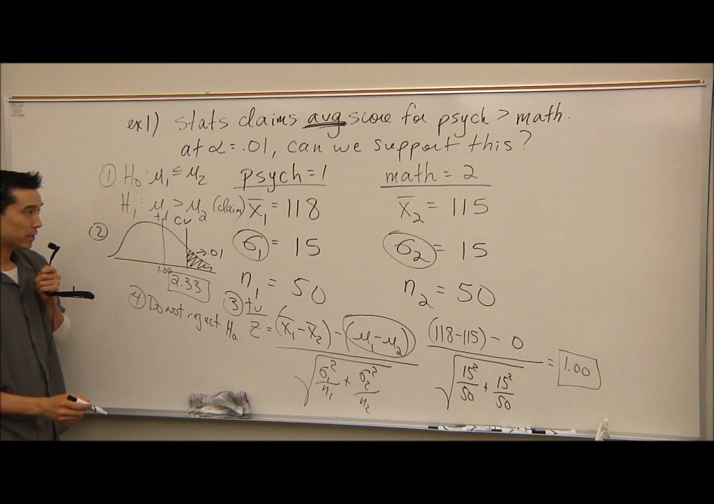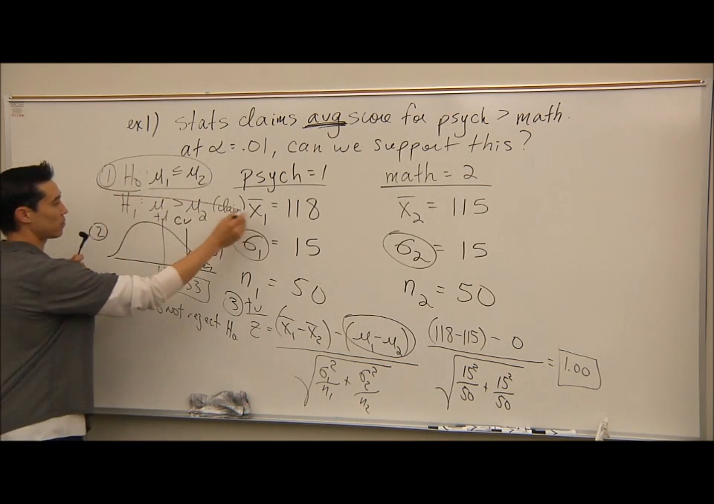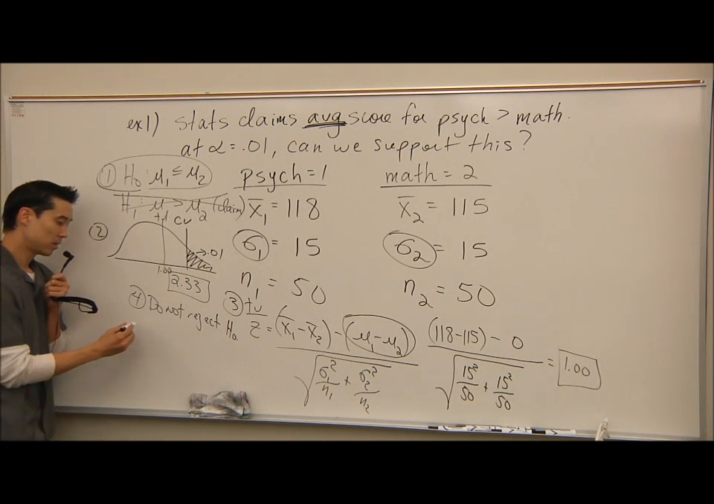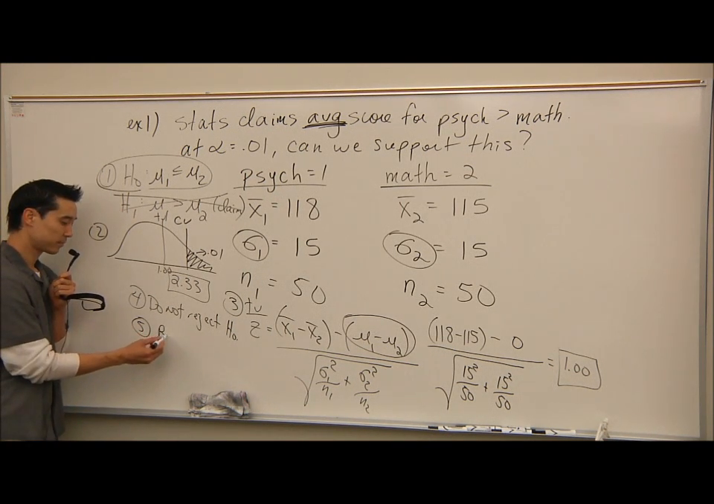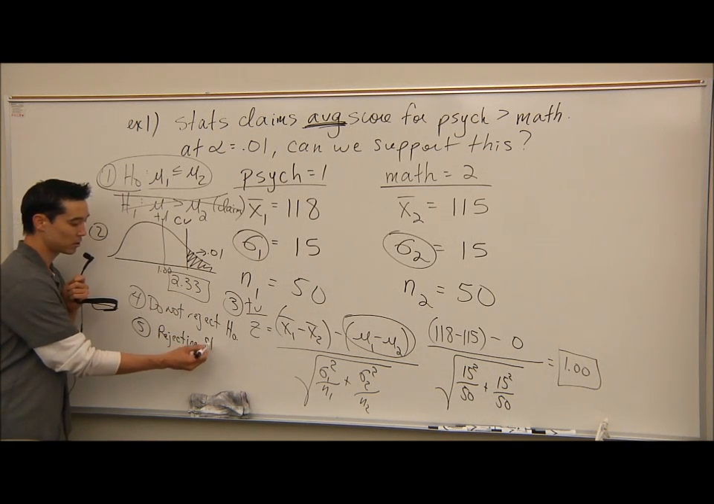So if I do not reject H0, I'm going to circle H0, and I'm going to cross a line through H1. H1 was the claim, right? The statistician claimed that psychology scores better on average than math. We're not finding that, okay? So step 5, in our own words, what happened? The statistician claimed that psychology is better than math, and we're not finding that, okay? So we're rejecting the statistician's claim.